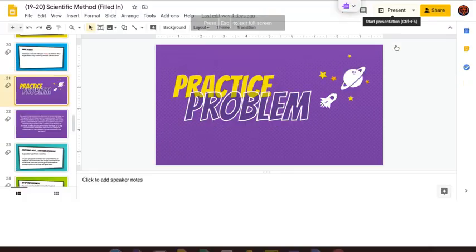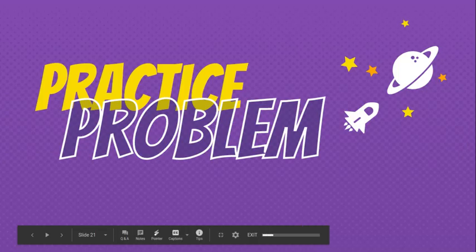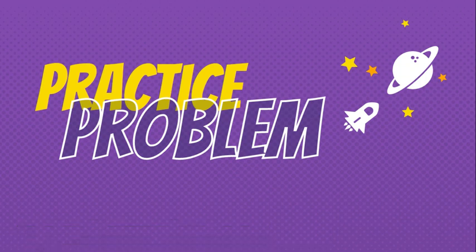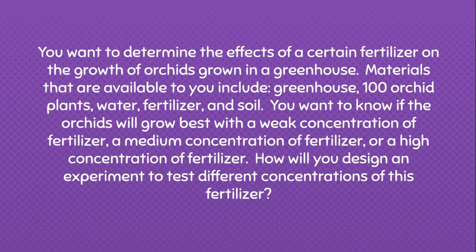So we are starting with our practice problem. With these types of practice problems, we're going to give you a scenario that is a potential experiment, and we'll go through each part of planning for that experiment. So here is our setup, or our scenario. It says you want to determine the effects of a certain fertilizer on the growth of orchids grown in a greenhouse. An orchid is just a type of flower.